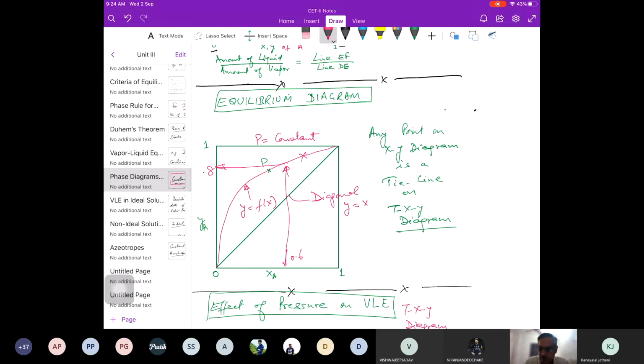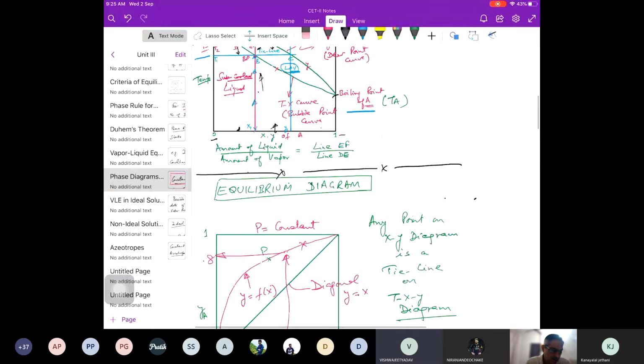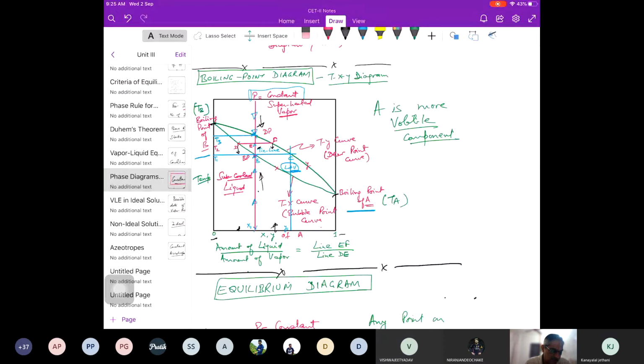Any questions on equilibrium diagram? सर हम लोग टाई लाइन क्या वो ग्राफ के वो कर्व के अंदर ड्रॉ करते हैं. Tie line is here, right? यहाँ tie line बताया था मैंने, right?